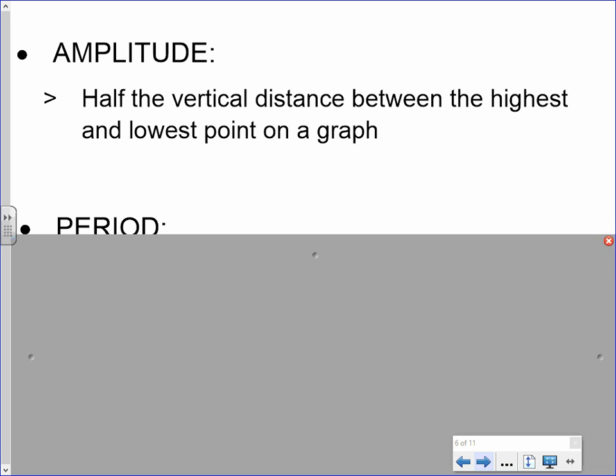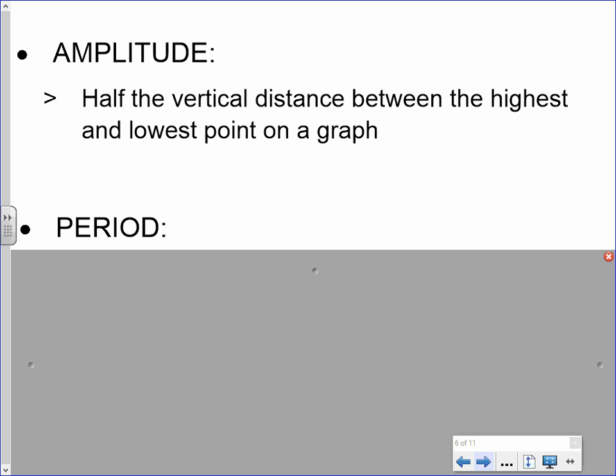Okay, so our next vocabulary word is period. If amplitude is referring to the height of our graph, period would be referring to which characteristic? What? The wavelength. Okay? Wavelength is a great way to describe it.